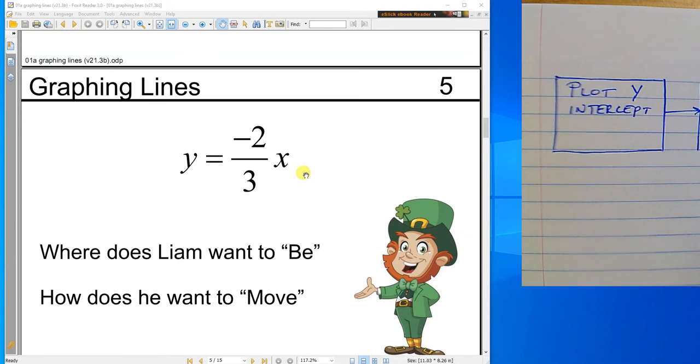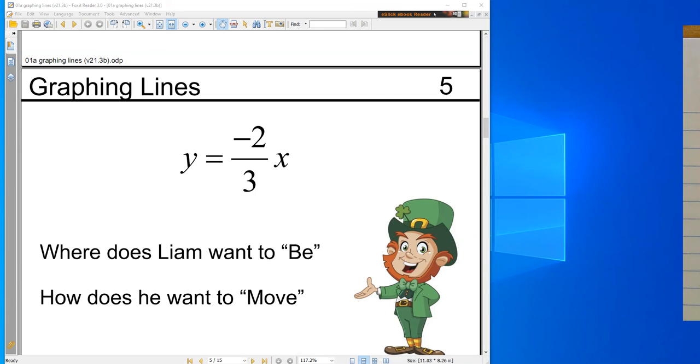Where does Liam want to be? Well, Liam wants to be at 0 on this one, doesn't he? Yeah, I know it's not there. You can't see it, but we know there's a 0 right there. Where is it? I'll draw it in for you right now. So he wants to start at 0, and then he wants to go down to right 3.